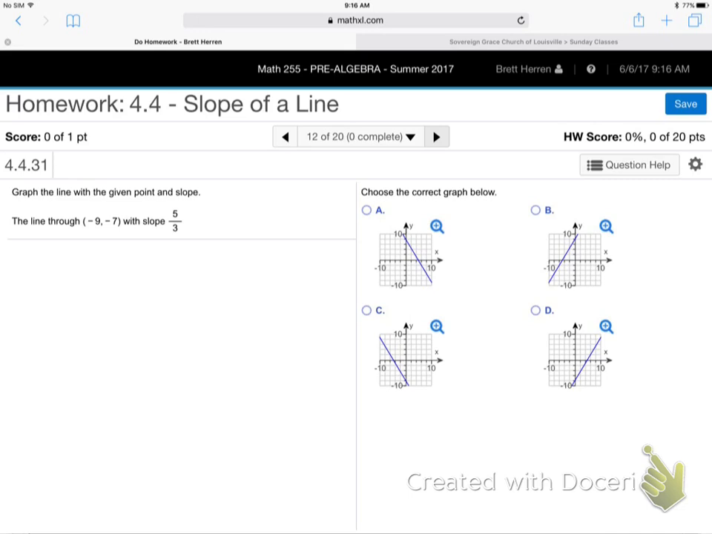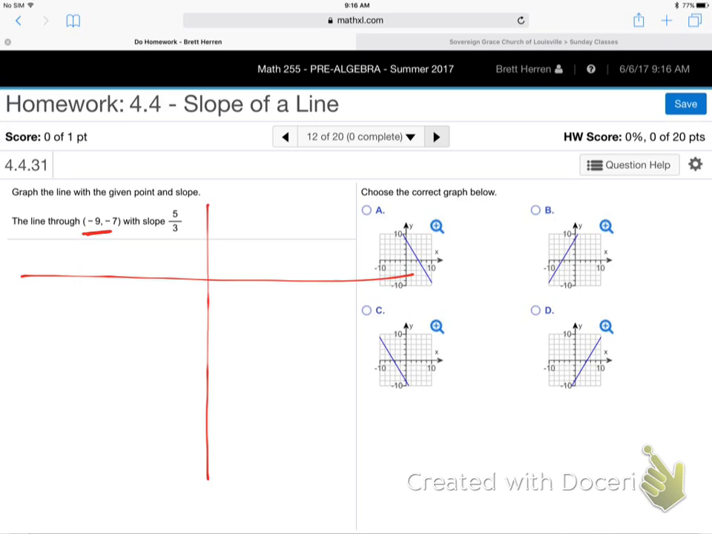All right. Graph the line with the given point and slope. So, there we go. We have the line through -9, -7 with slope 5/3. That's weird. So how are we going to do that? This is kind of strange. They're changing the questions on us now. Are you ready for this? How are we going to actually do this? Well, before we even look at those multiple choice things, let's make a graph of our own. Let's start with this point, -9, -7.